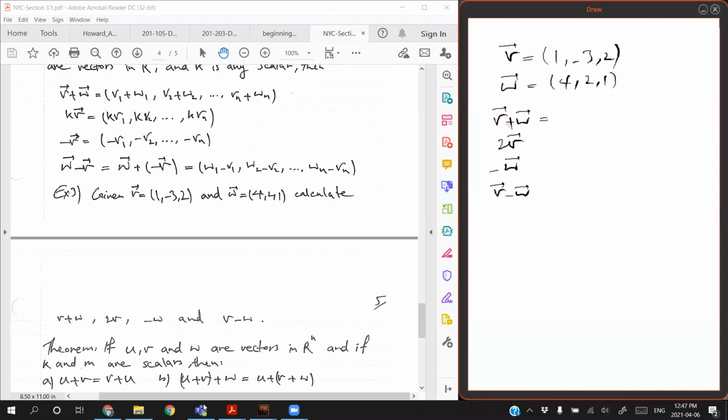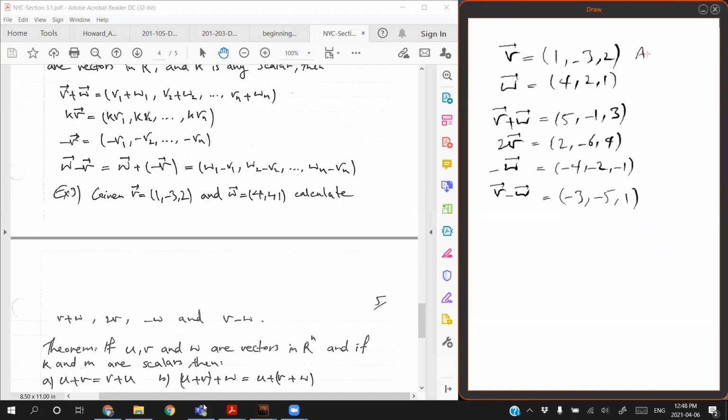Okay, this is a very easy problem. You just add up the corresponding components. You get 5, -1, 3. For 2v, you just need to double every component of v. You get 2, -6 and 4. For minus w, you need to negate every component of w. So -4, -2, -1. And for v minus w, you would just subtract every component of w from v. So 1 minus 4, that's going to be -3, -3 minus 2 is -5, and 2 minus 1 is 1.